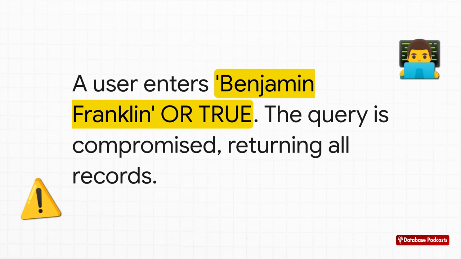Okay, so imagine an app has a simple text box asking for a user's name. It's expecting something like Benjamin Franklin. But a malicious user comes along and types in the name, followed by the SQL command, OR TRUE. Now, if the application isn't built securely, it might just stitch that text directly into its database query. And just like that, boom, the logic of the query is completely broken. That OR TRUE part makes the condition true for every single row, potentially letting the attacker dump the entire user table.